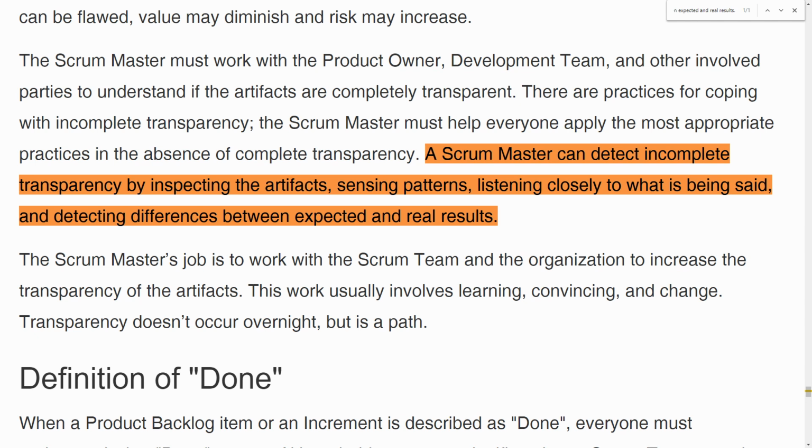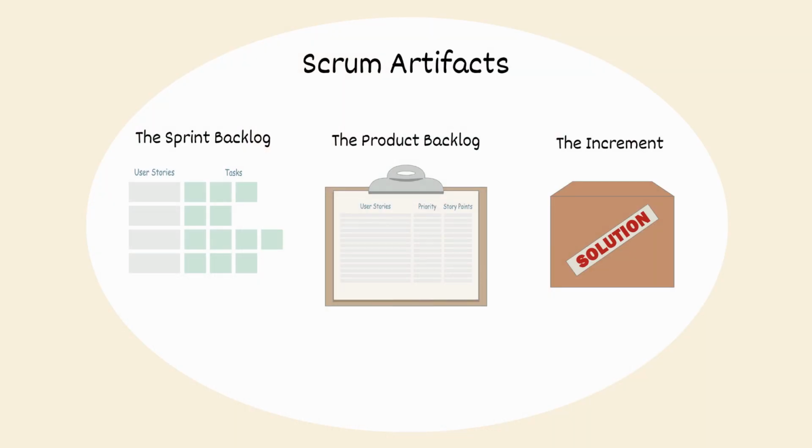A Scrum Master can detect incomplete transparency by inspecting the artifacts, sensing patterns, listening closely to what is being said, and detecting differences between expected and real results. What does that mean? Well, the Scrum Guide states that we make decisions based on the perceived value of the artifacts: the increment, the product backlog, and the sprint backlog. If the artifacts are incompletely transparent, we would make the wrong decisions. The value may decrease, and on the other hand, the risk may increase. If the artifacts are transparent, we will be making the right decisions to optimize value and control risk.